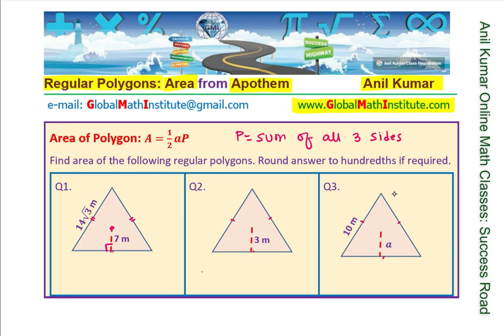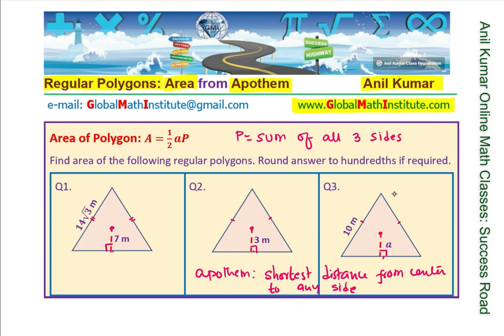So let me define the apothem here. It is the shortest distance from the center to any side. As shown here, that is the apothem, from the center to any side.